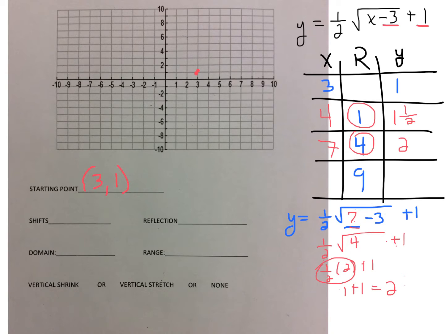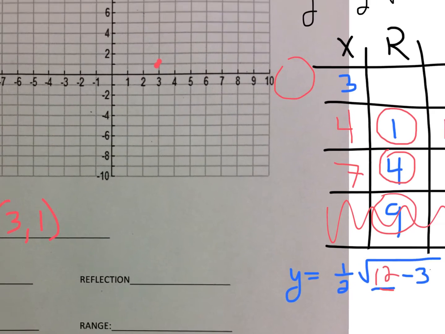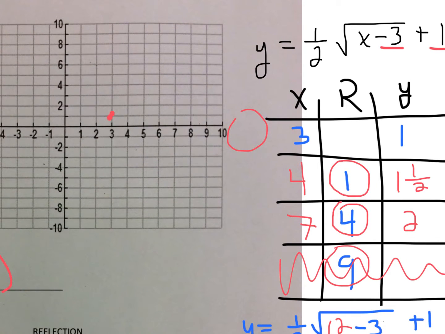Alright. So let me clear this out. Now we want 9 under the radical, so what minus 3 is 9? Well, that's 12. But the problem is, my x's don't go up that high, so we're not going to even worry about this one. Alright, so let's plot our points. Yep, 4, 1.5.